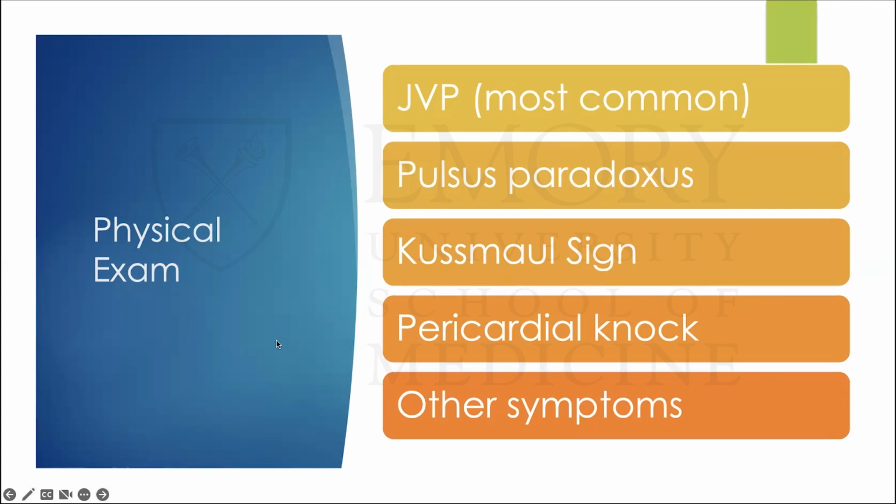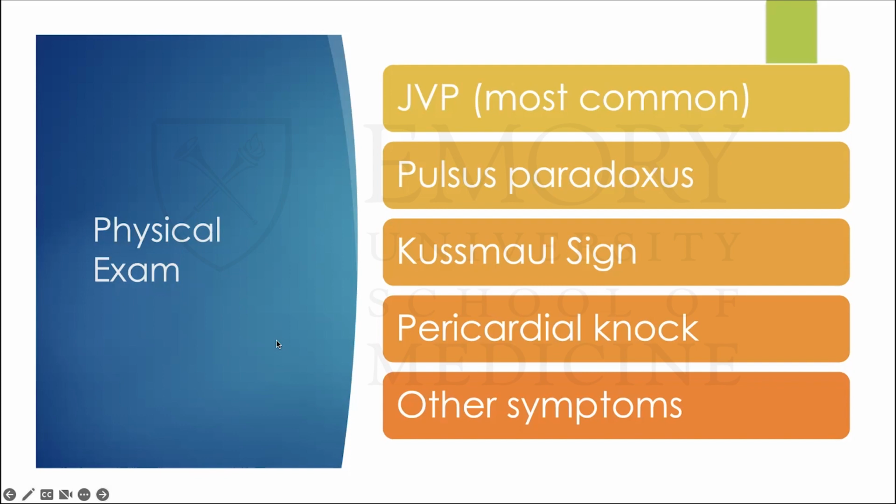Kussmaul sign, as some of you know, is the lack of the inspiratory decline in jugular venous pulsation. It can be present in constrictive pericarditis patients. It doesn't necessarily distinguish it from some other right-sided pathology, such as right-sided heart failure or tricuspid valve disease, but it can be an important clinical finding as well.